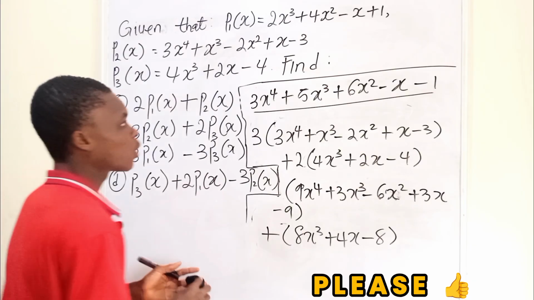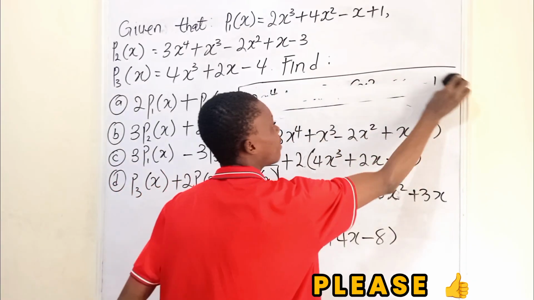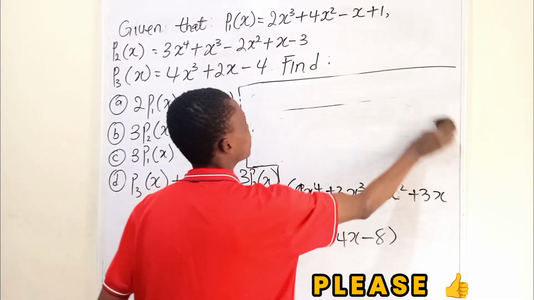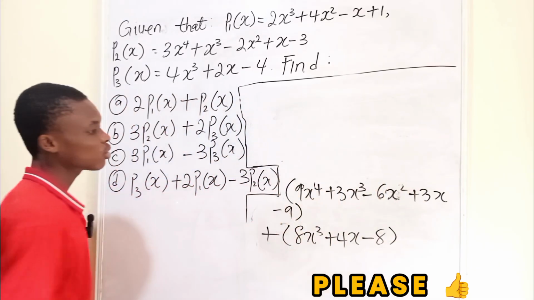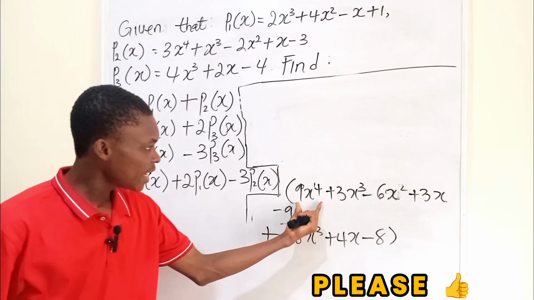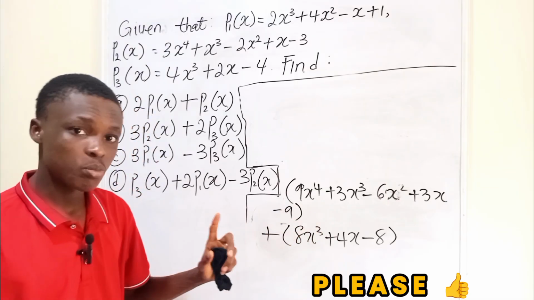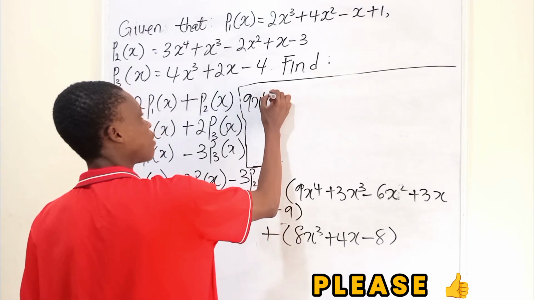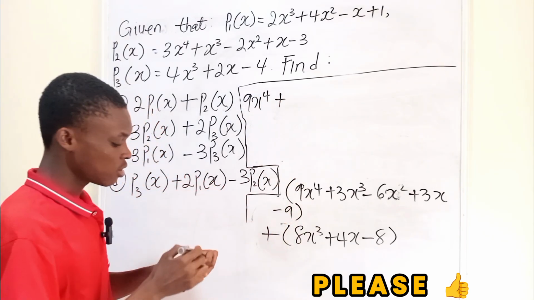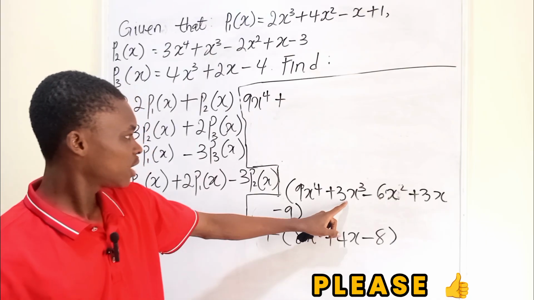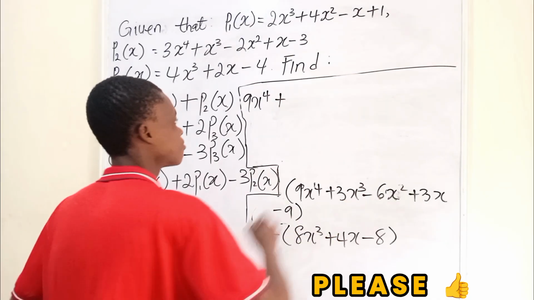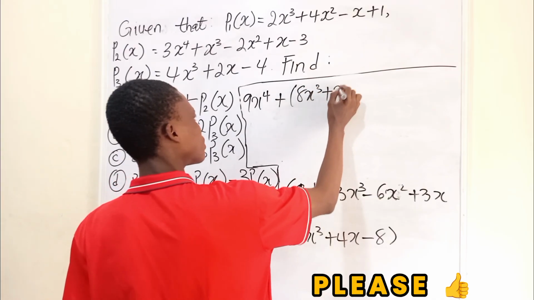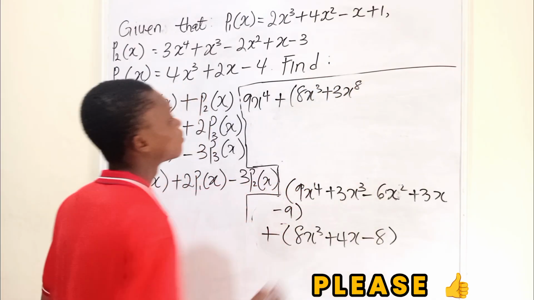Let's collect like terms, which is the next step. Remember, after expanding the bracket, you have to take like terms. So let's take the like terms now. Collecting like terms, you'll find out that 9x to the power 4 is alone. There is no other corresponding power with it. So we put it alone, 9x to the power 4 plus, what next? 3x cubed, 8x cubed. They work together. So this is 8x cubed plus 3x cubed.